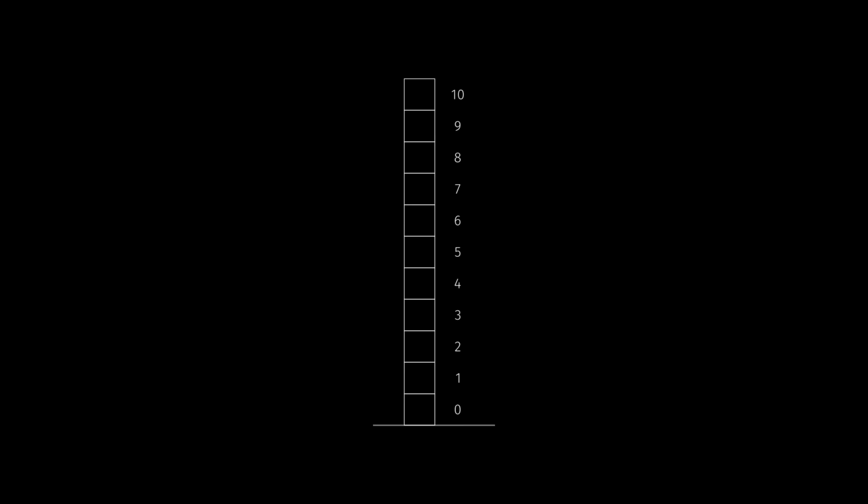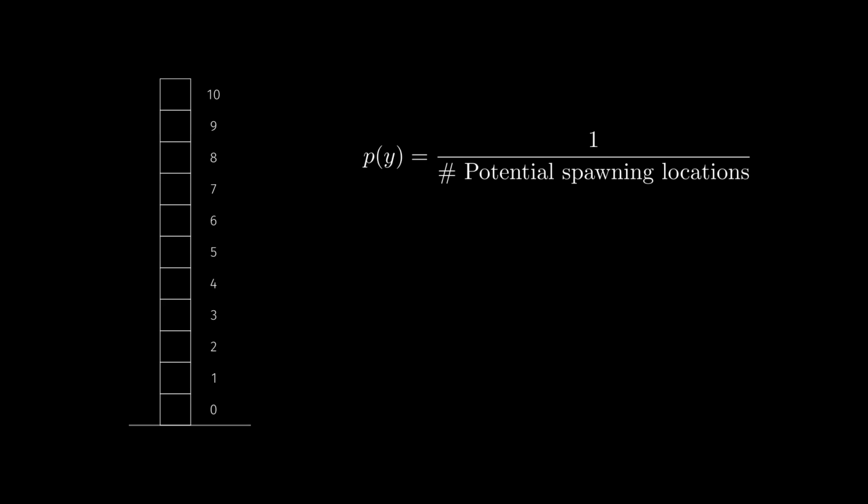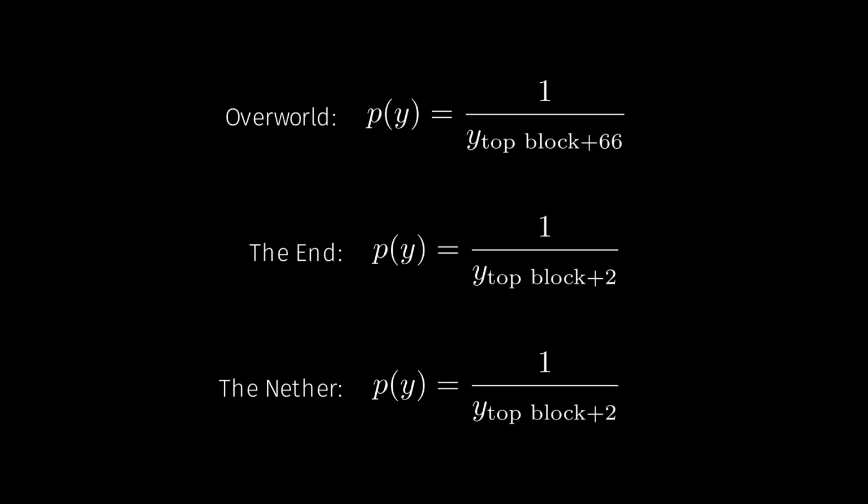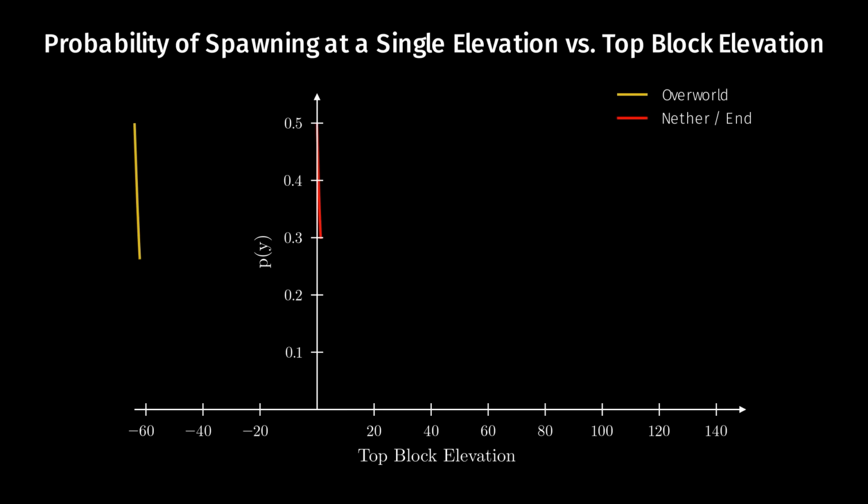So there is an easy way to calculate the probability of selecting any one elevation. It is just 1 divided by the amount of potential spawn attempt elevation. So the height map plus 1 minus the world bottom elevation plus 1. Or more easily expressed, 1 divided by the highest block plus 2 minus the world bottom elevation. Simplifying for all dimensions, we get these. We can then plot them and see the result.